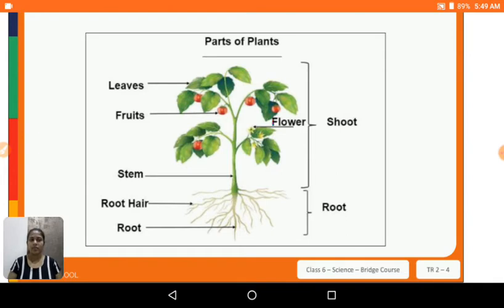All these parts are of the shoot system, and root hair and roots, all are parts of the root system. The plant has first two parts of plant: shoot system and root system. And in the shoot system, leaves, fruit, stem and flower.